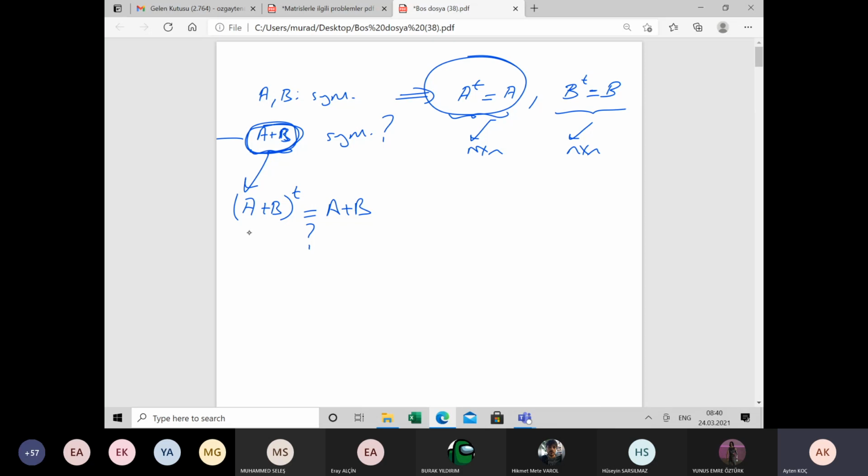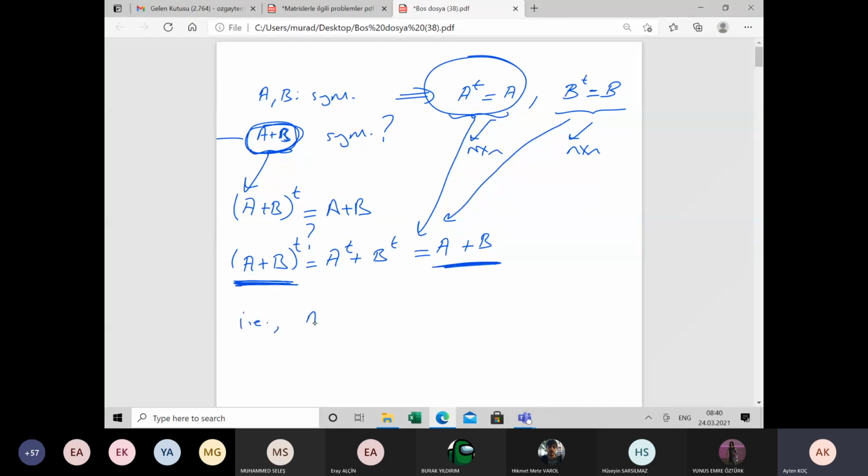So take the left side. Start with the left side: the transpose of A plus B. We know the properties of the transpose: the transpose of a sum is equal to the sum of the transposes, which means the transpose of A plus the transpose of B. And also, we substitute here the transpose of A and the transpose of B. So we obtain that the transpose of A plus B is equal to A plus B, and this result matrix is a symmetric matrix. Any question about the proof?